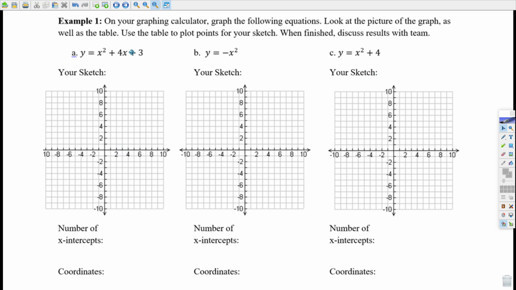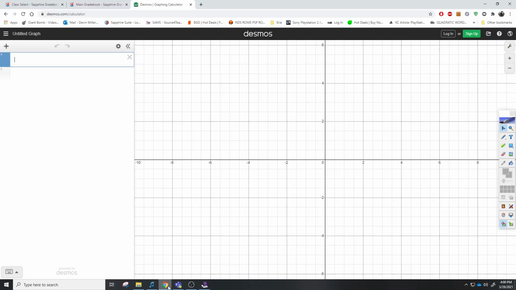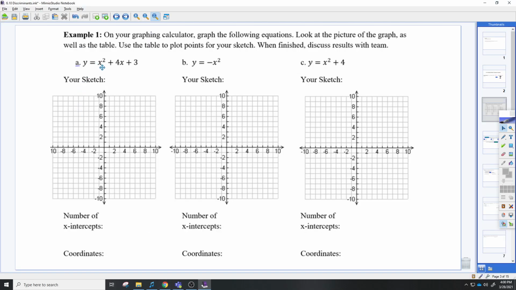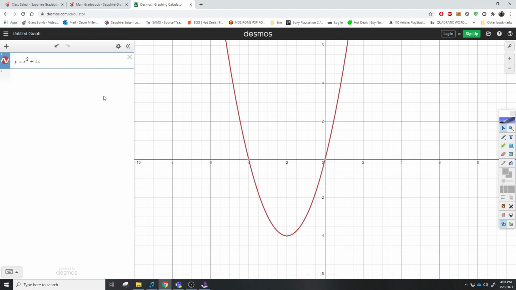What we really want to see is, looking at these, how many x-intercepts there are. And then we'll figure out what the coordinates of those are. So I'm going to go to Desmos and type the equation in. So the first one's going to be y equals x squared plus 4x plus 3. See what it looks like. x squared plus 4x plus 3.